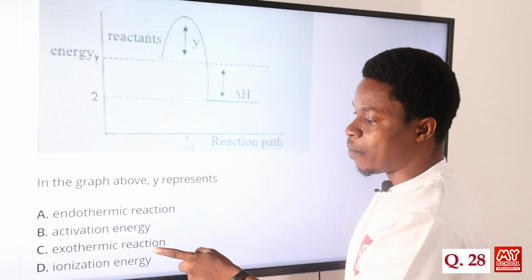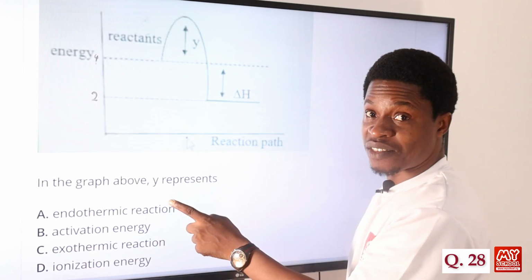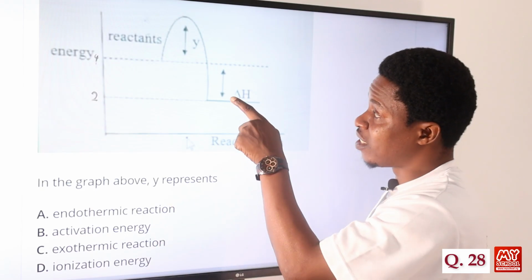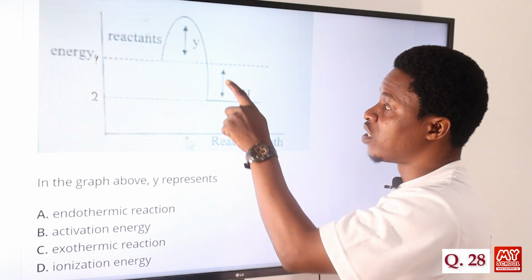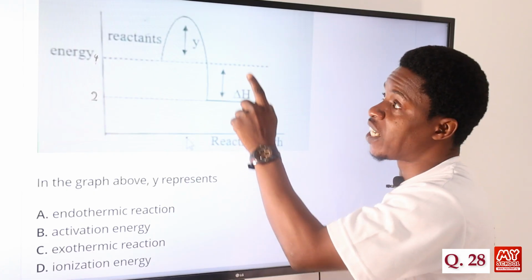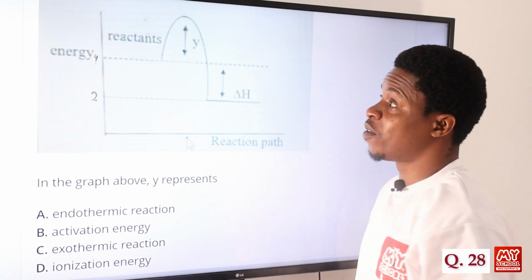Exothermic reaction. There's no point bothering ourselves over endothermic and exothermic. The reason being that it is only showing what delta H is. But our emphasis is actually on why. So let's just move on to this.